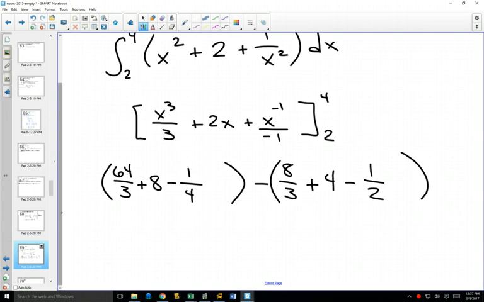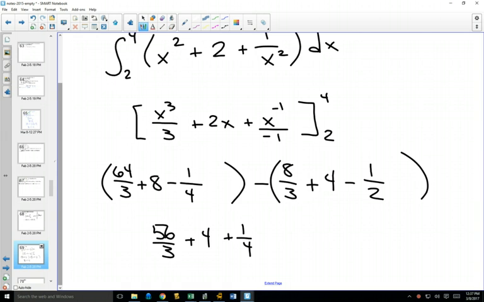Like 64 over 3 minus 8 over 3. Can you see that that's going to be 56 over 3? And 8 minus 4 is going to be plus 4. And negative a quarter plus a half will be plus a quarter. So I do that because sometimes the things simplify out nicely so that you can figure everything out.